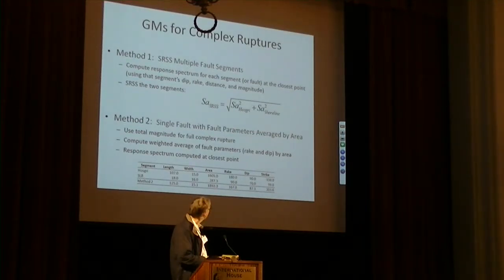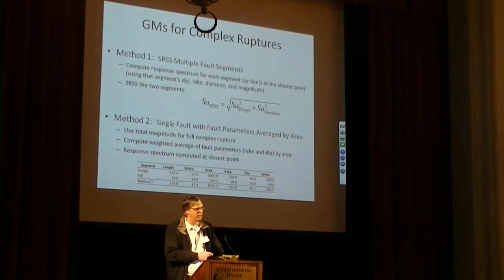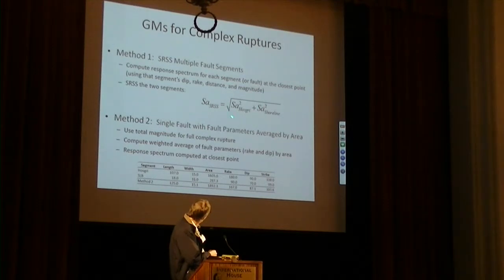The way we did this is looking at 4 different ways of sticking the values in. One, treating the 2 pieces as separate earthquakes, estimating the ground motion for each one, and then SRSSing them together, basically saying they're going to have random interference.